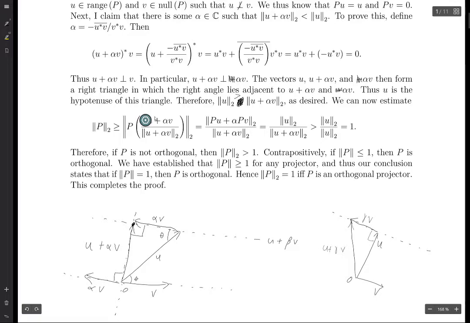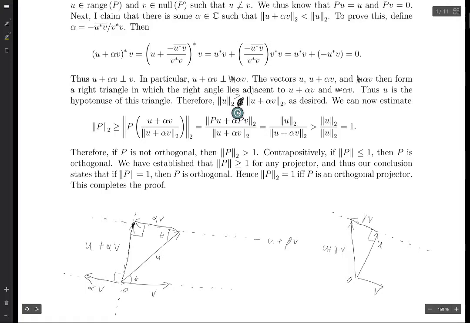And then we can pull the scalar outside, because this denominator here is just a scalar, and we can algebraically reduce this using the linearity of P. So PU plus alpha PV over this denominator, but PU is equal to U, and PV equals 0, so this numerator just becomes the 2 norm of U. And because the 2 norm of U is strictly greater than this thing, if you divide 1 by both sides of this inequality, you reverse the inequality. So the 2 norm of 1 over this denominator is greater than the 2 norm of 1 over this other denominator. And here we have 1. So the 2 norm of P is strictly greater than 1.